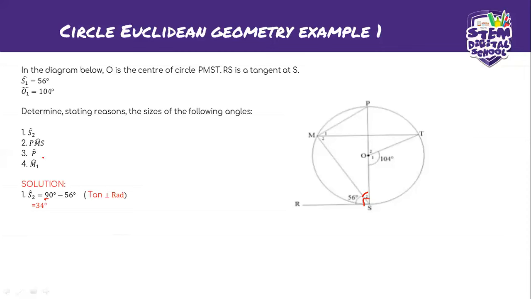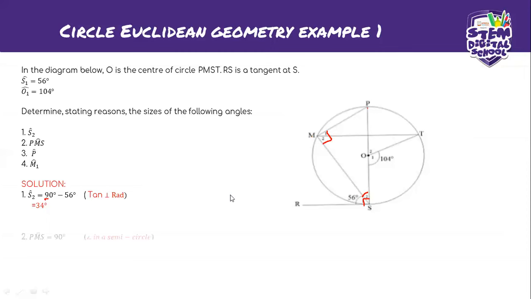And then the next question says calculate or determine angle PMS. So which angle are you referring to? Let's go and identify that angle. Angle PMS, meaning they are in need of this angle here, the whole angle M, which is angle M1 plus angle M2. So the whole angle we're in need of.